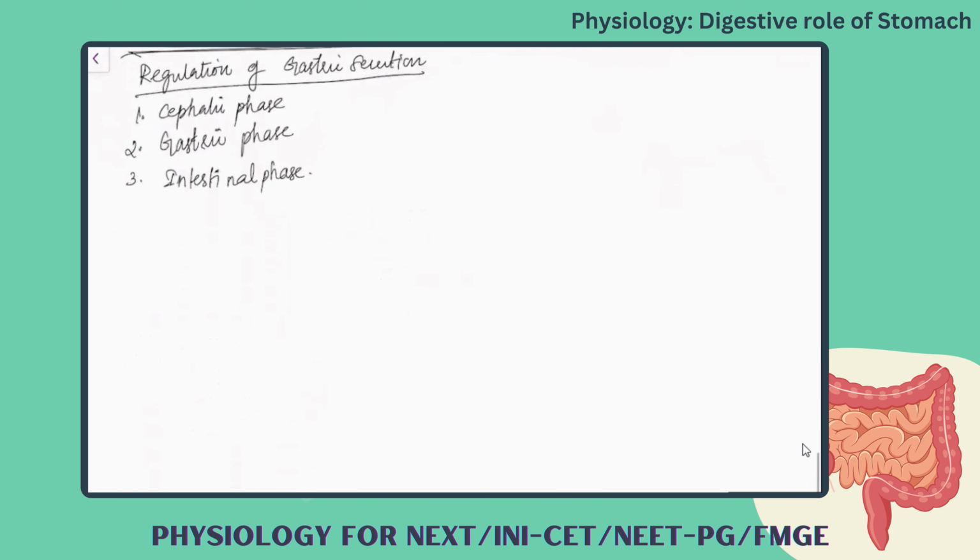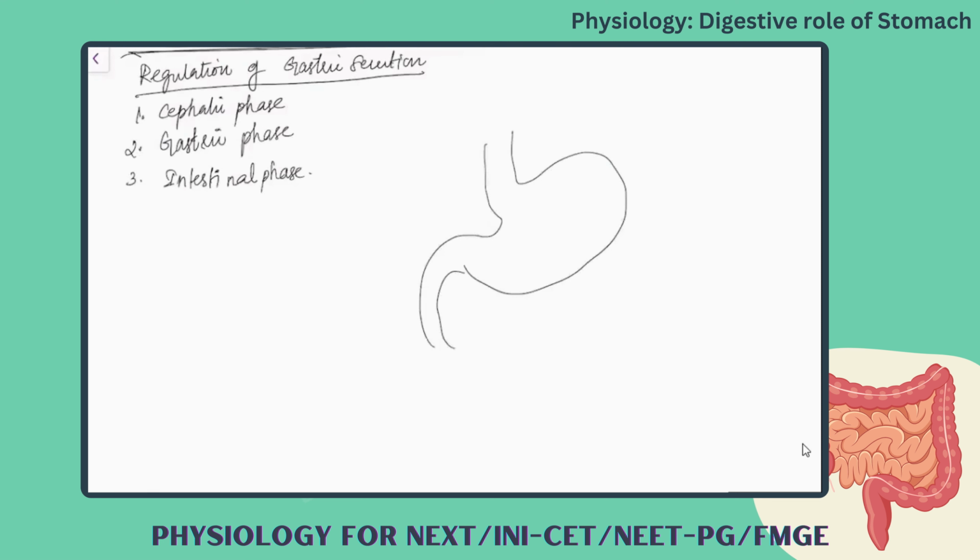On the overall gastric secretion, it includes all the composition of the gastric juice: pepsin, HCl, everything. In salivary secretion, we have seen three phases: cephalic phase, gastric phase, intestinal phase. And the same here in gastric juice secretion, we have the same three phases: cephalic phase, gastric phase, and intestinal phase.